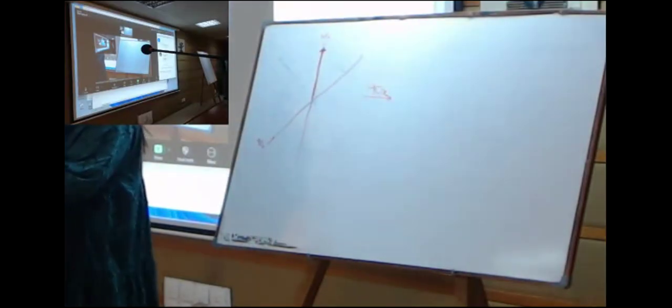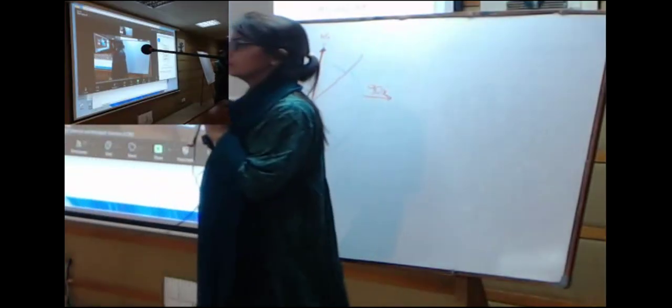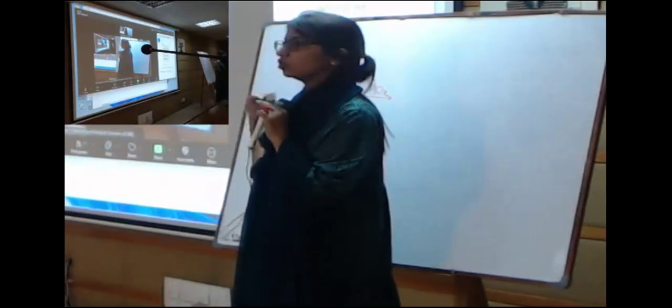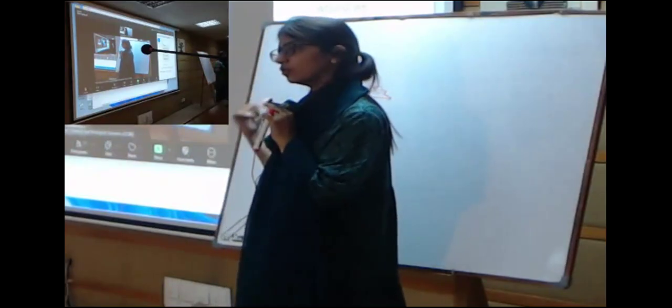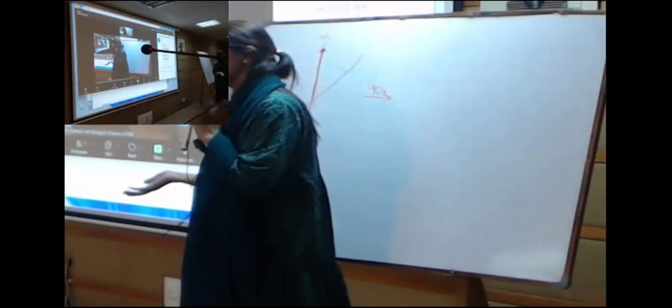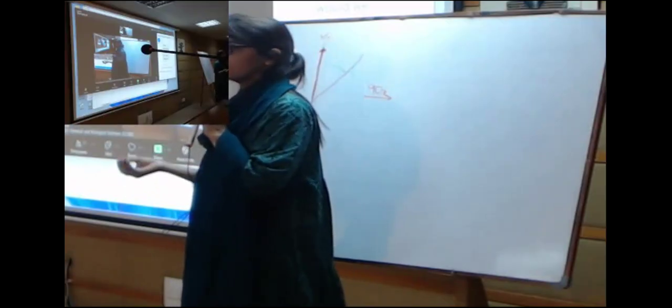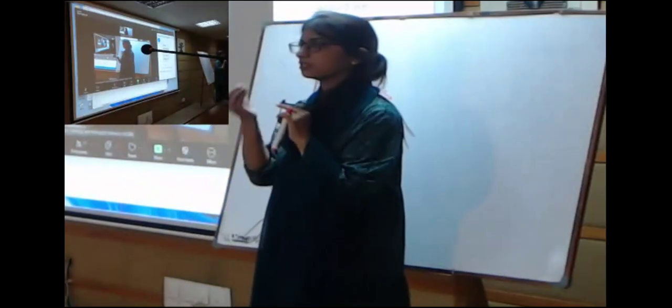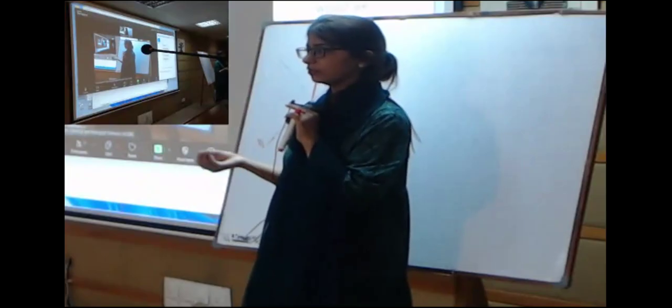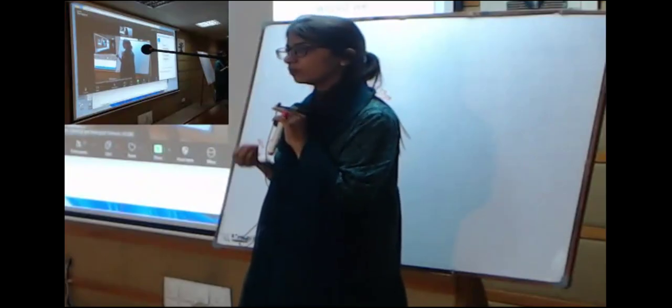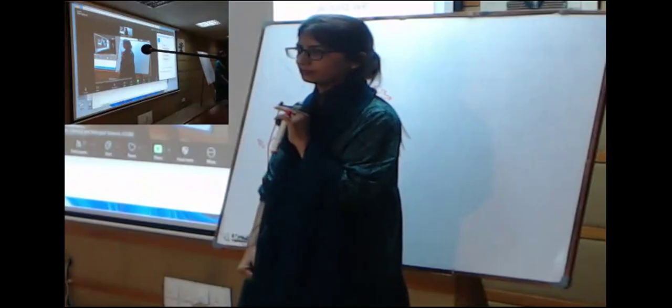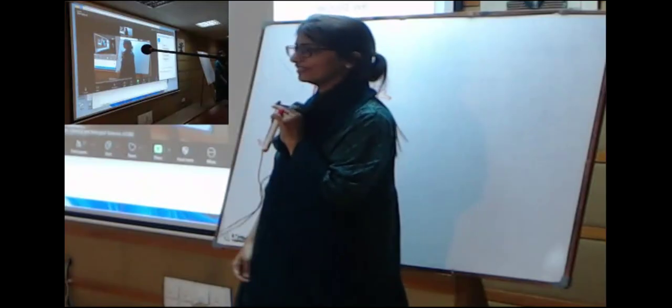Please draw these four conditions. All the students, draw these four conditions on your notebooks. Those who didn't bring notebooks can take a page. Please take a page, take a pen from anyone. And next time, try to bring one pen and one paper with you, because you are coming to attend a class.